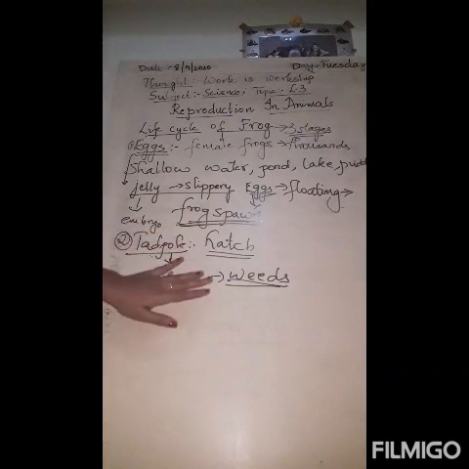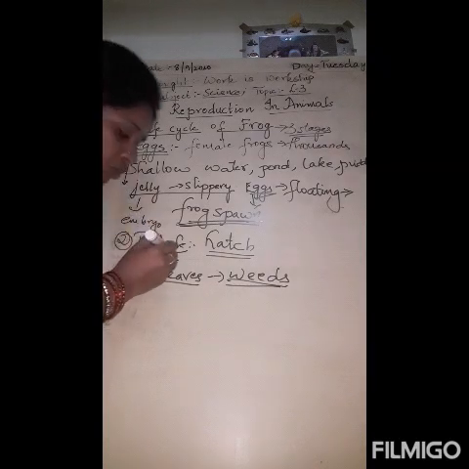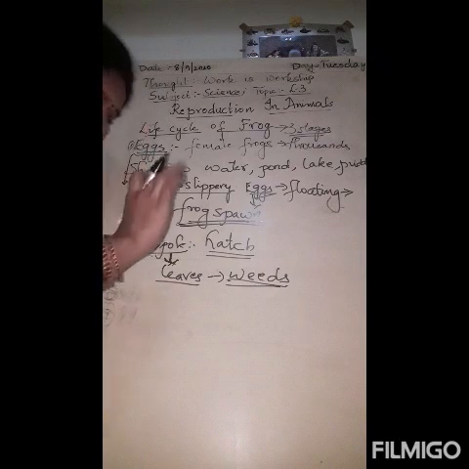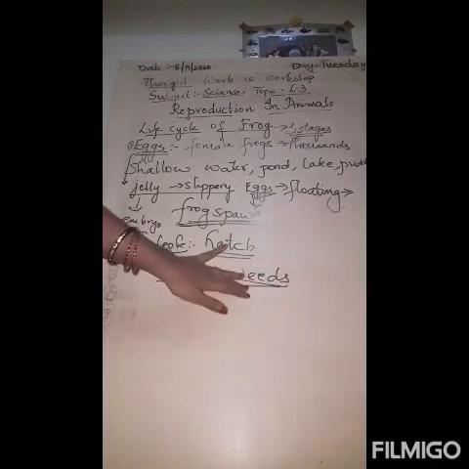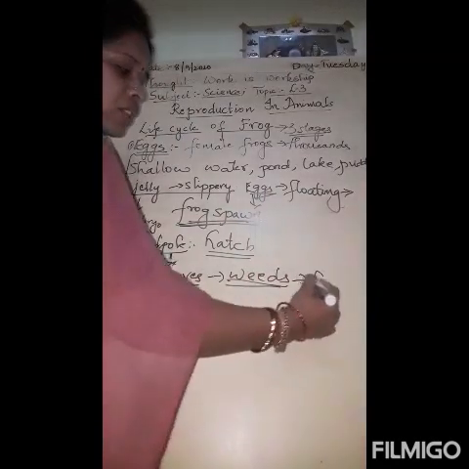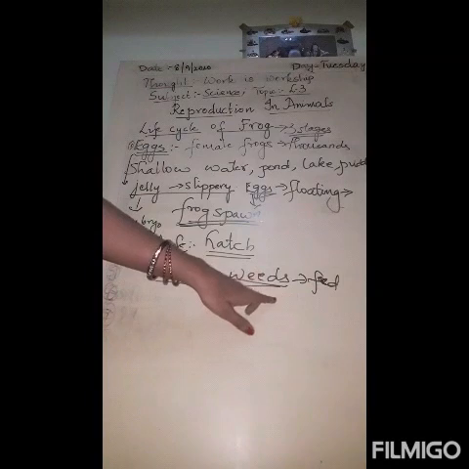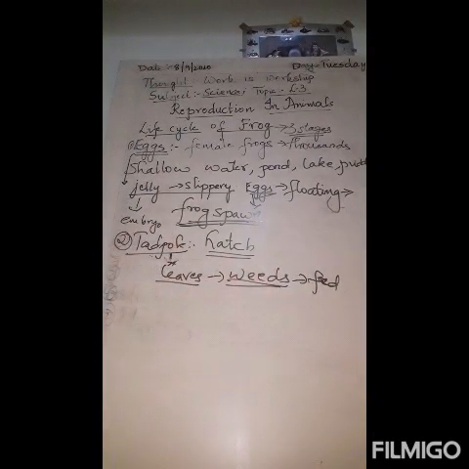Now these tadpoles grow among the weeds until they're big enough to break free into the water. Till they are able to move freely in the water, the tadpoles will be attached to the weeds. The tadpole will feed on the weeds itself, and it uses camouflage to protect itself.